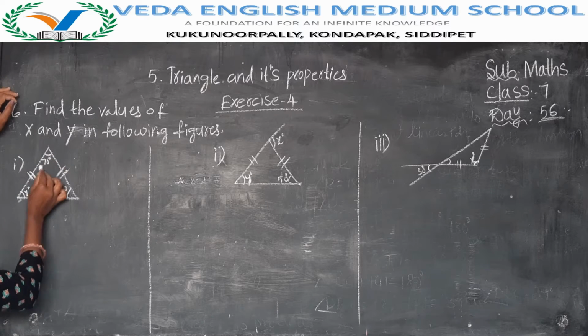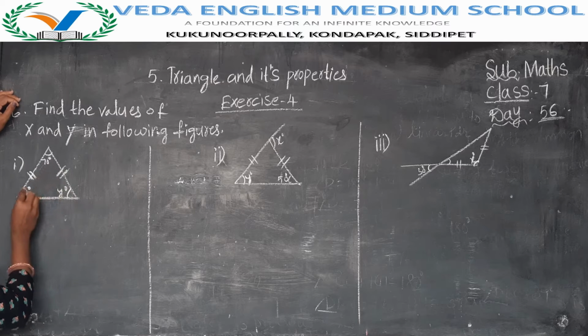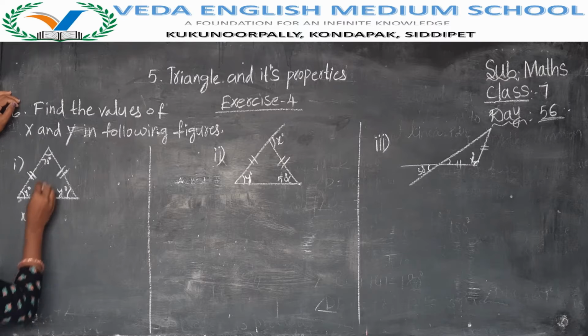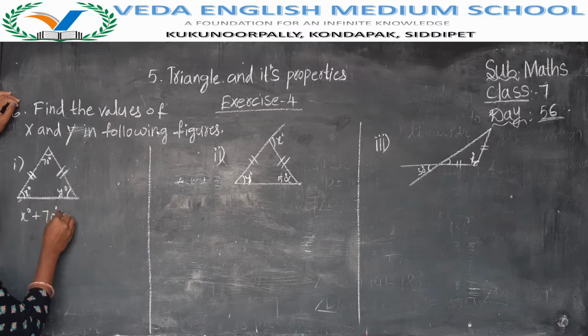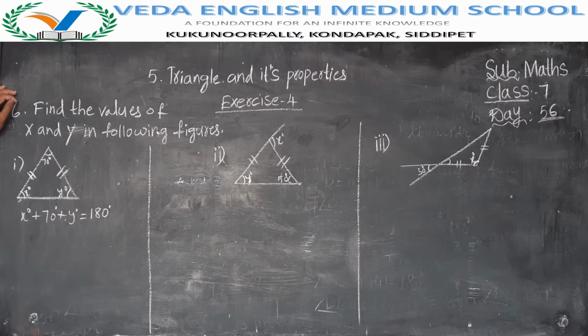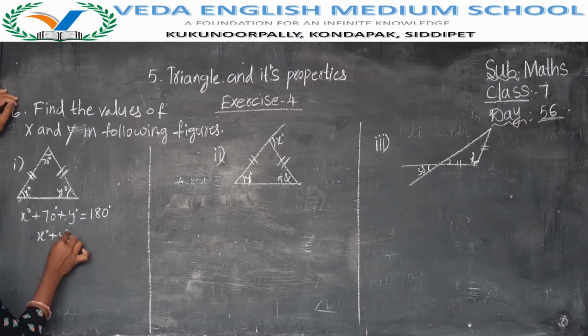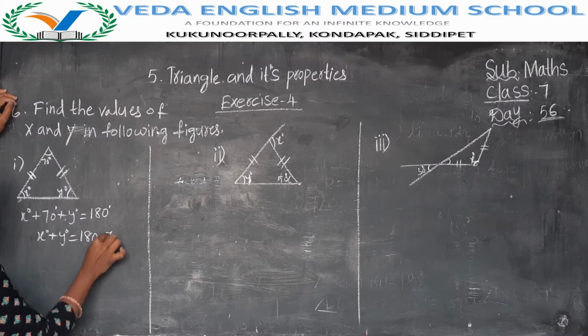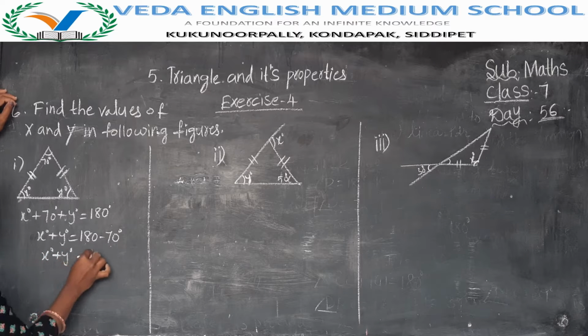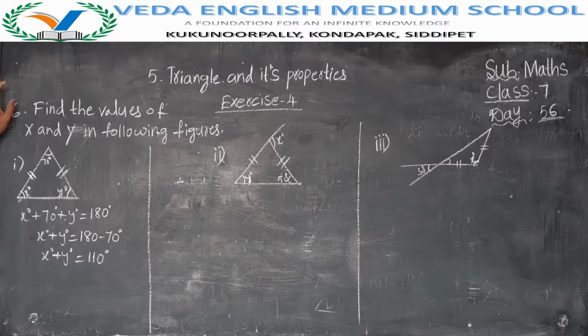Now see, first the triangle sum property. Based on the triangle sum property, by adding these three we get 180. So x plus 70 plus y is equal to 180 degrees. Why? Because it is the triangle sum property. So x plus y is equal to 180 minus 70. So x plus y is equal to how many degrees? 110 degrees. Now they said that x plus y is 110 degrees.